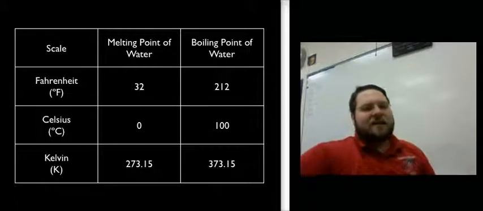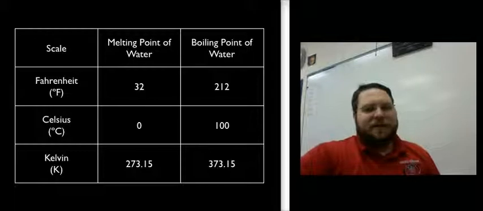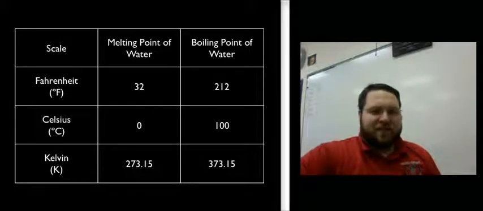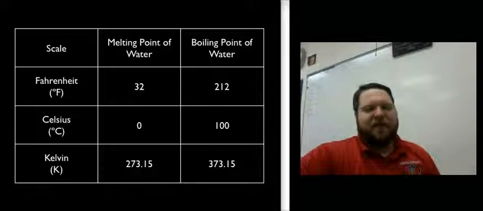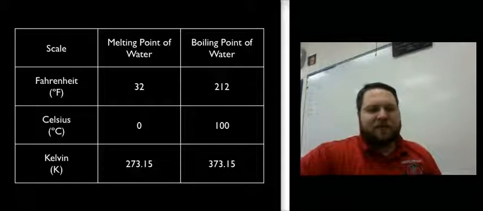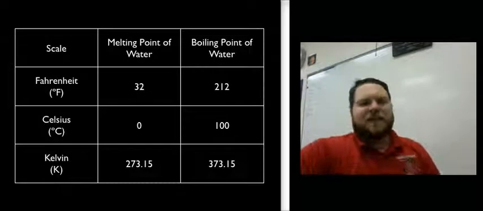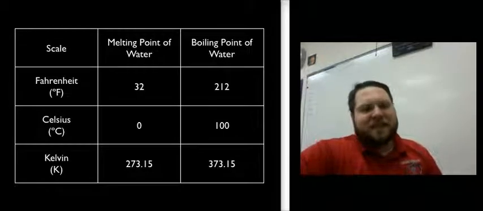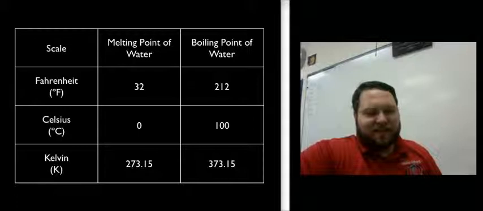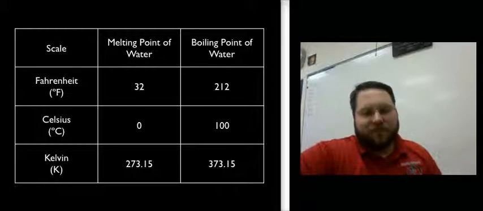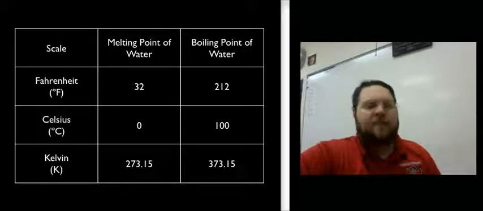The Fahrenheit scale is used primarily here in America and really nowhere else. There may be a few countries scattered here and there that use Fahrenheit commonly to measure temperature, but the United States is pretty much it, mostly because we're stubborn that way. So the Fahrenheit scale is abbreviated as degrees Fahrenheit, so degrees symbol, then a capital F. And in this scale, the melting point of water is 32 and the boiling point of water is 212. Notice how difficult that is to remember.